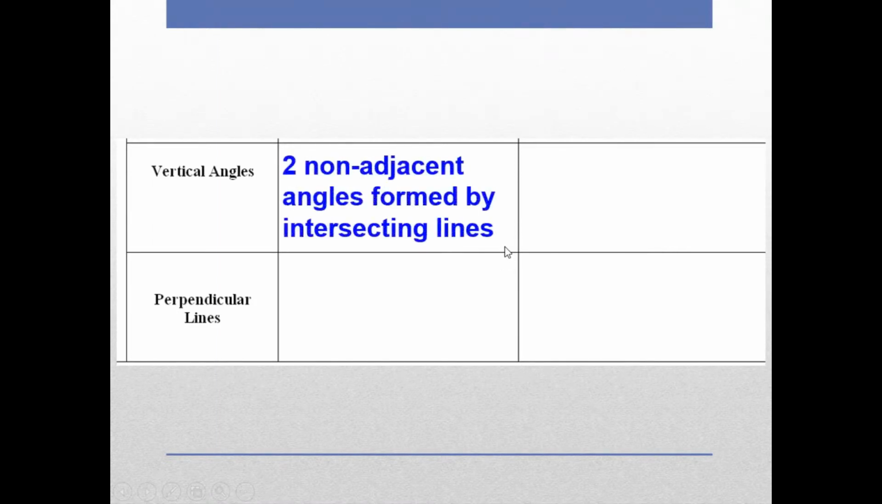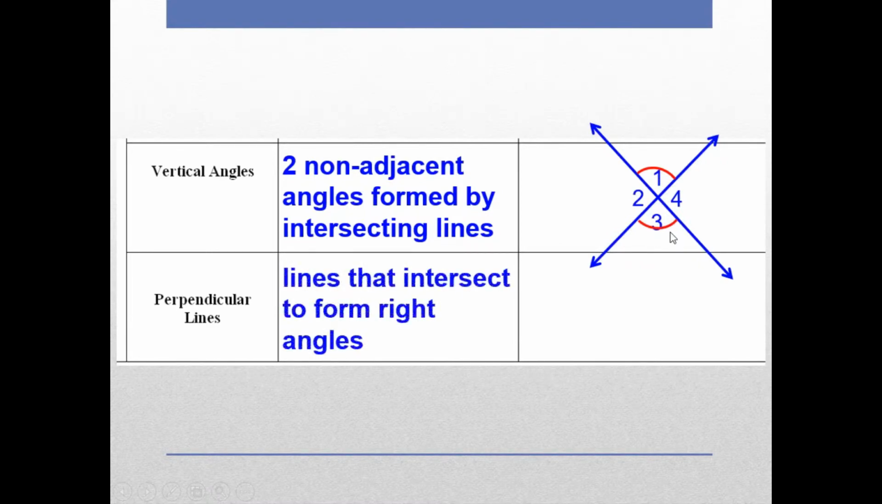Vertical angles are two non-adjacent angles formed by intersecting lines. So what does that mean? That means it's two angles that are across an intersection from each other, like angles 1 and 3.